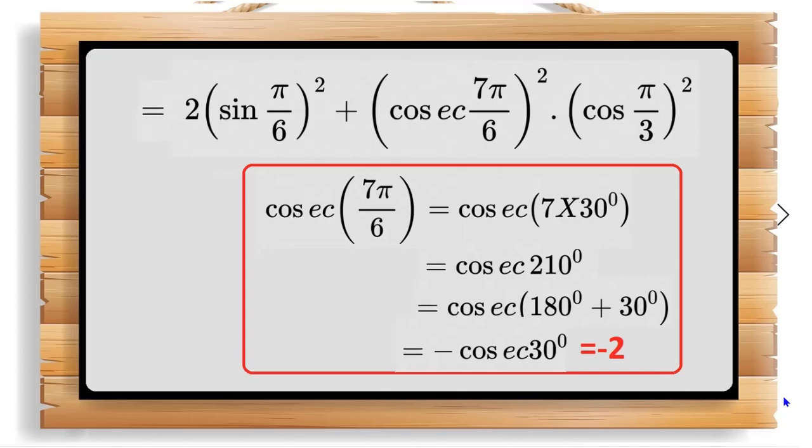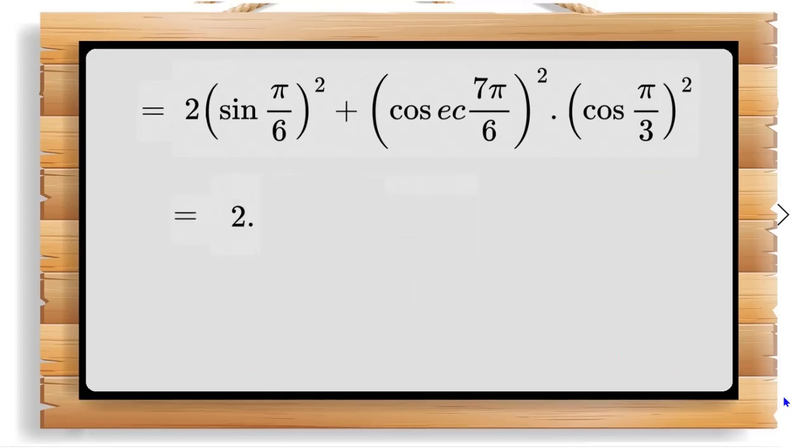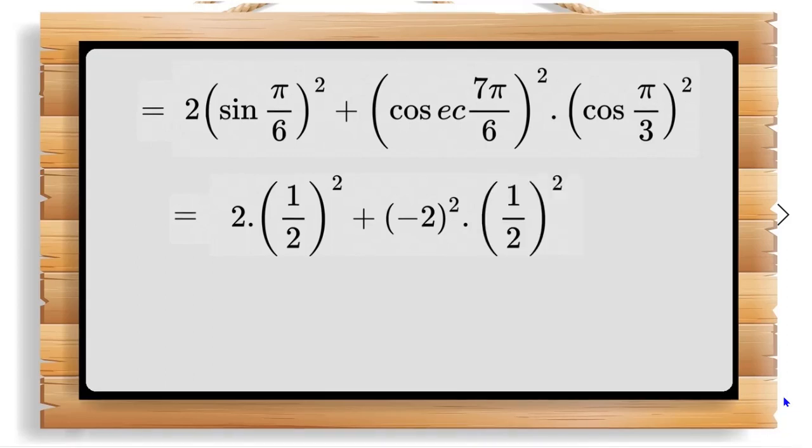Next, you can substitute this in the given expression. You'll have 2 into, what is sin pi by 6? Sin 30 degree is equal to 1 by 2 its whole square, plus cosec 7 pi by 6 is minus 2 whole square, into cos pi by 3. Cos pi by 3 is equal to 1 by 2 whole square. Simplifying, 2 into 1 by 4 plus 4 into 1 by 4, where minus 2 whole square is 4.